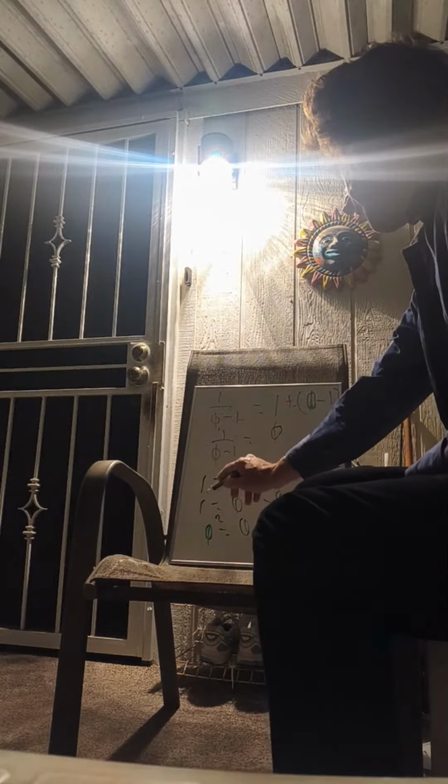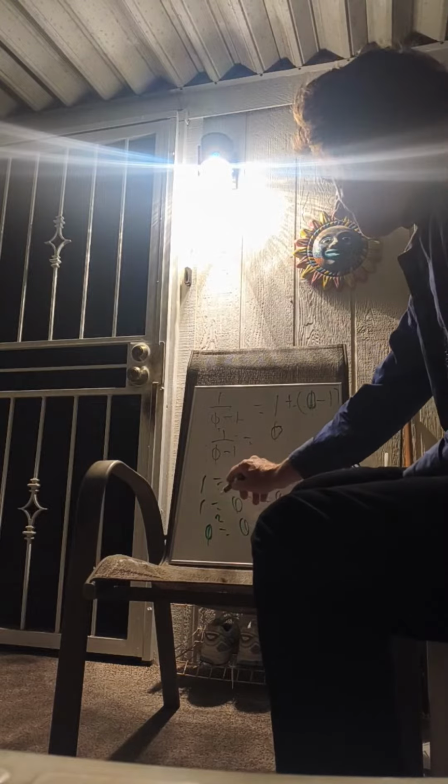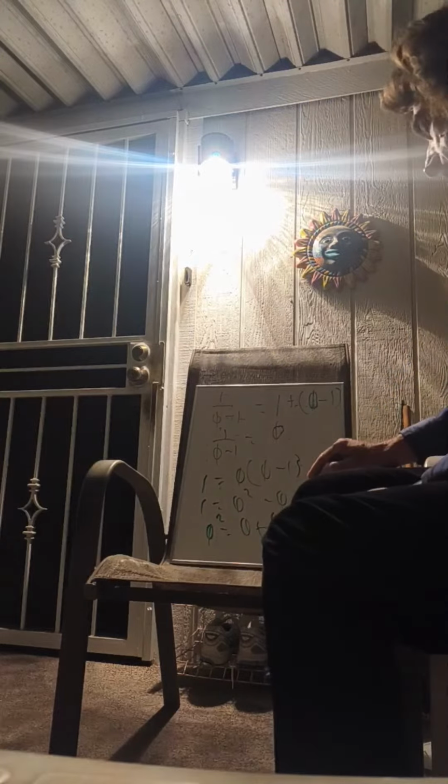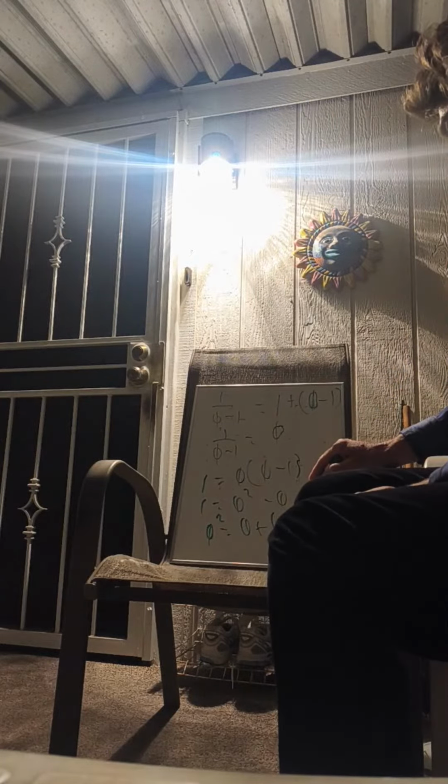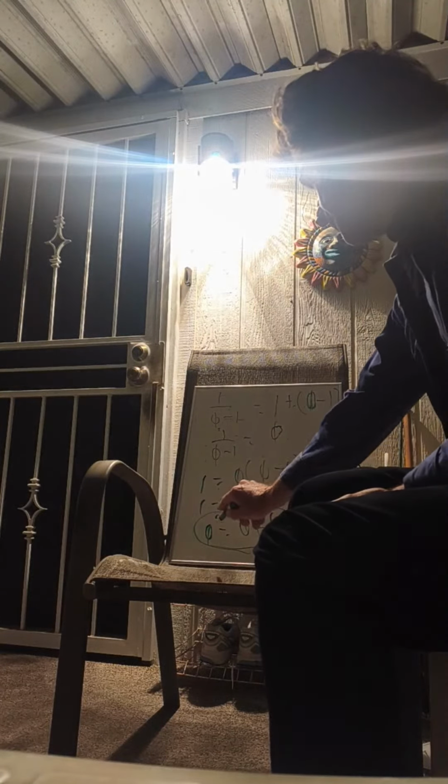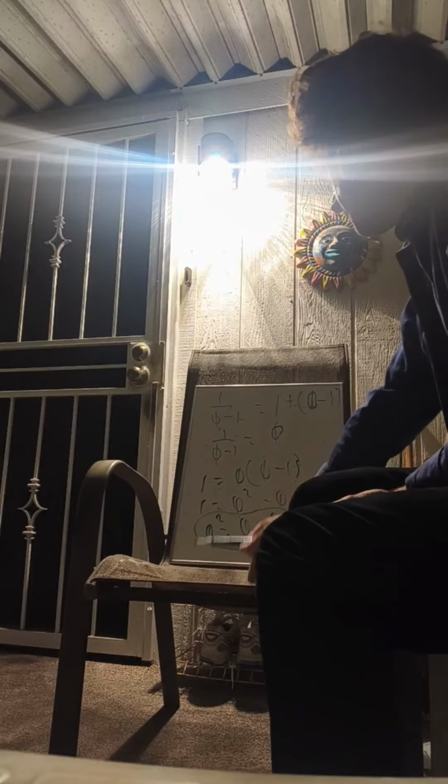Phi squared equals phi plus 1. I just put the phi on the other side and switched the equation. So phi squared equals phi plus 1. And is that true? It is, because that's our original equation. That is the equation that we know is true. Phi squared equals phi plus 1. So I did it right.